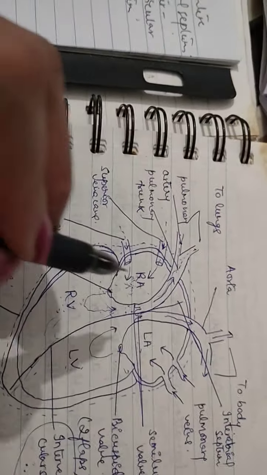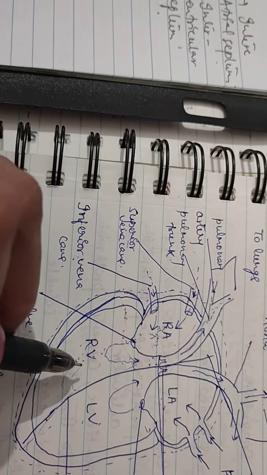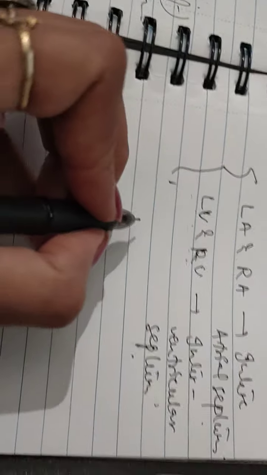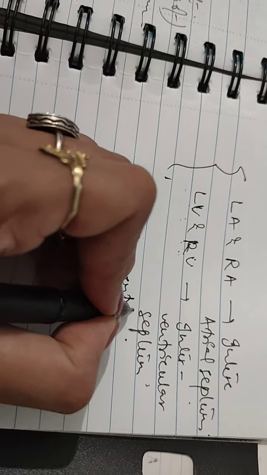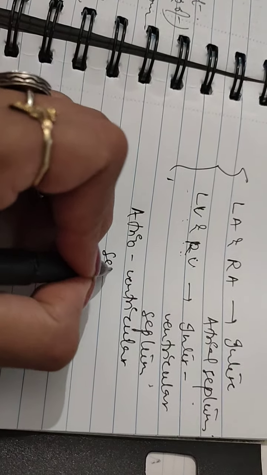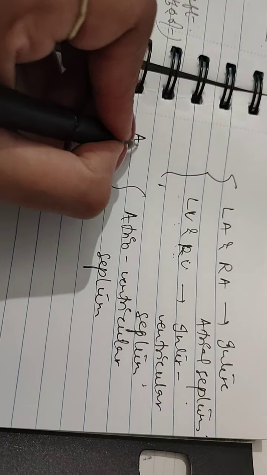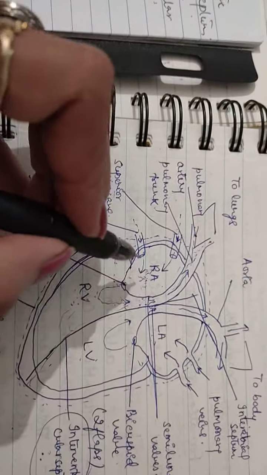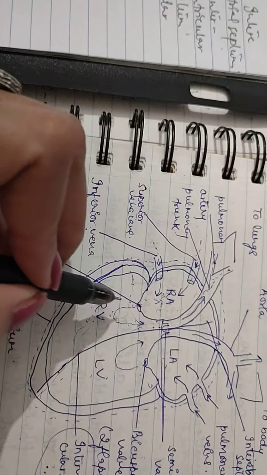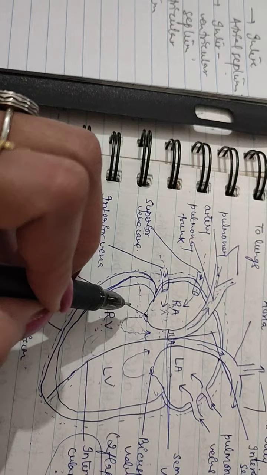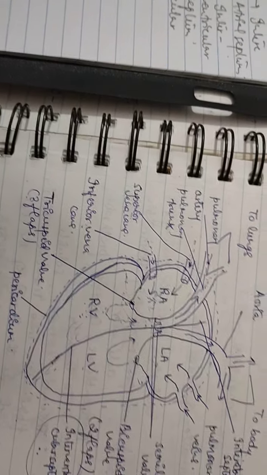And the atria and the ventricle of the same side are also separated by a thick fibrous tissue called the atrioventricular septum. So atria and ventricle of the same side are separated by the atrioventricular septum. It must be somewhere here, the atrioventricular septum.